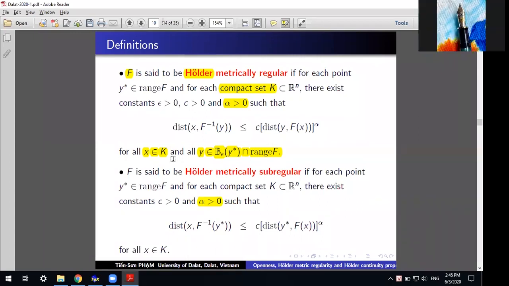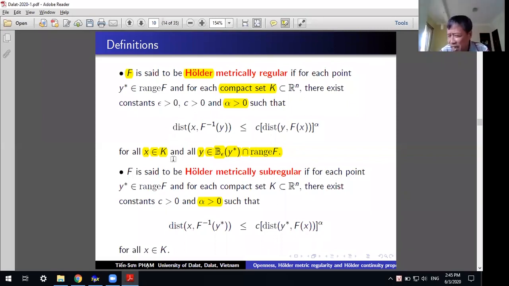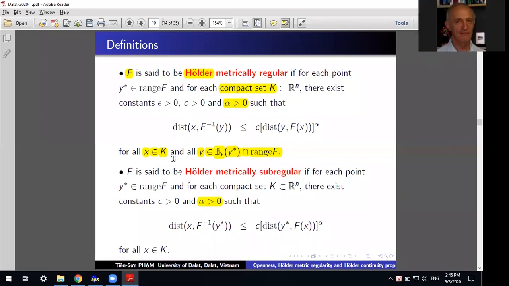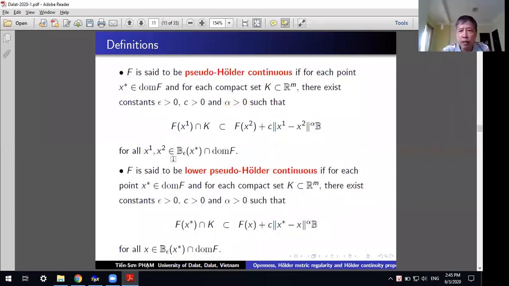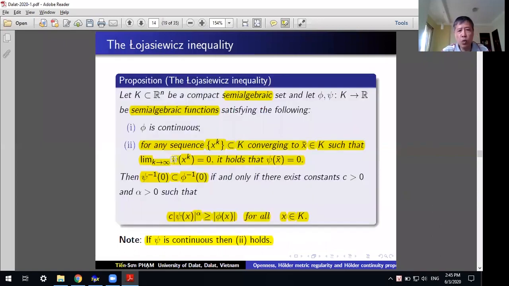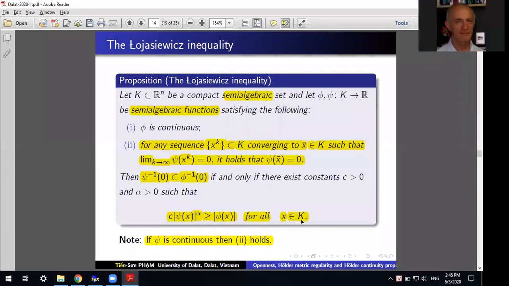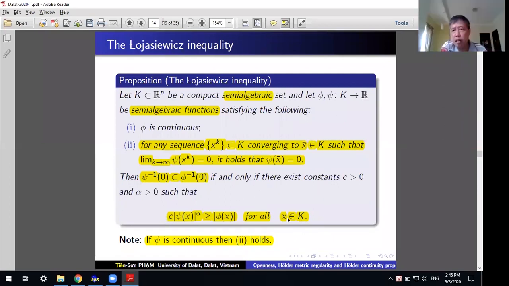But what if you drop this K? What is going to change? If K equals the whole space, can it hold? No. Then there is no compactness. It doesn't work. For example, the Riesz inequality comes from the Łojasiewicz inequality. If K is unbounded, this inequality does not hold. I see.